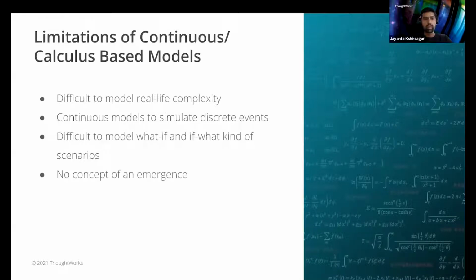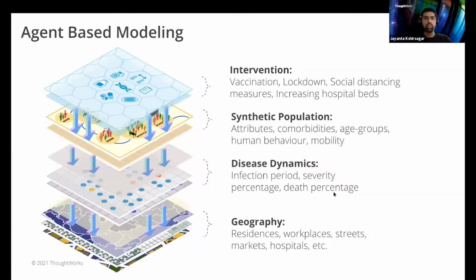And then the last important thing, which we saw earlier as part of complexity, is the phenomenon of emergence. Individuals are interacting at their own level, at a micro level, and these micro-level interactions cause effects at a macro level. But with these partial differential equations, there is no concept of emergence. So that is where we need to look for alternatives.